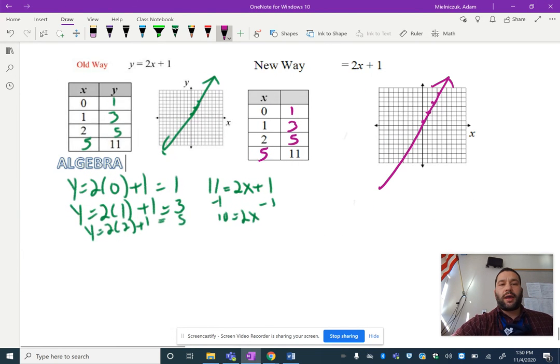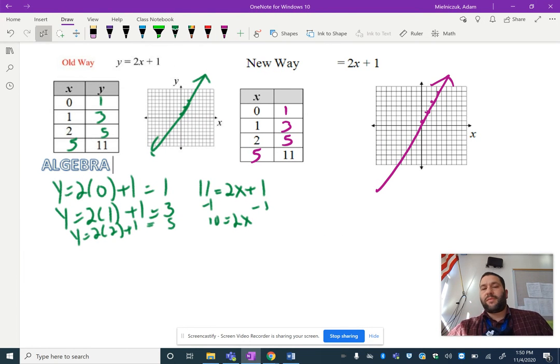So the old way had us complete a table, then graph. The new way is to create your graph and fill in your table.